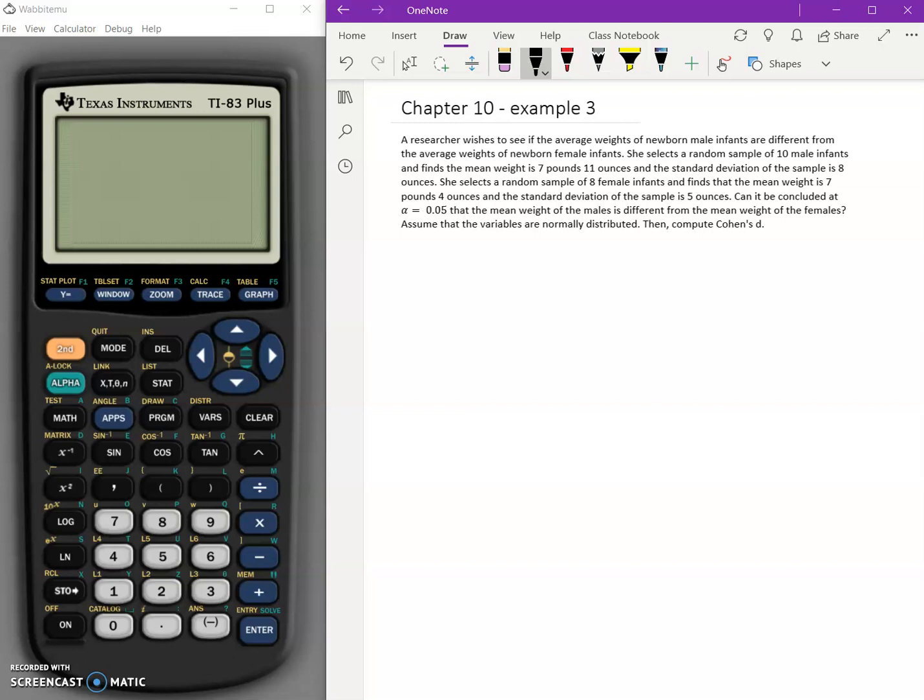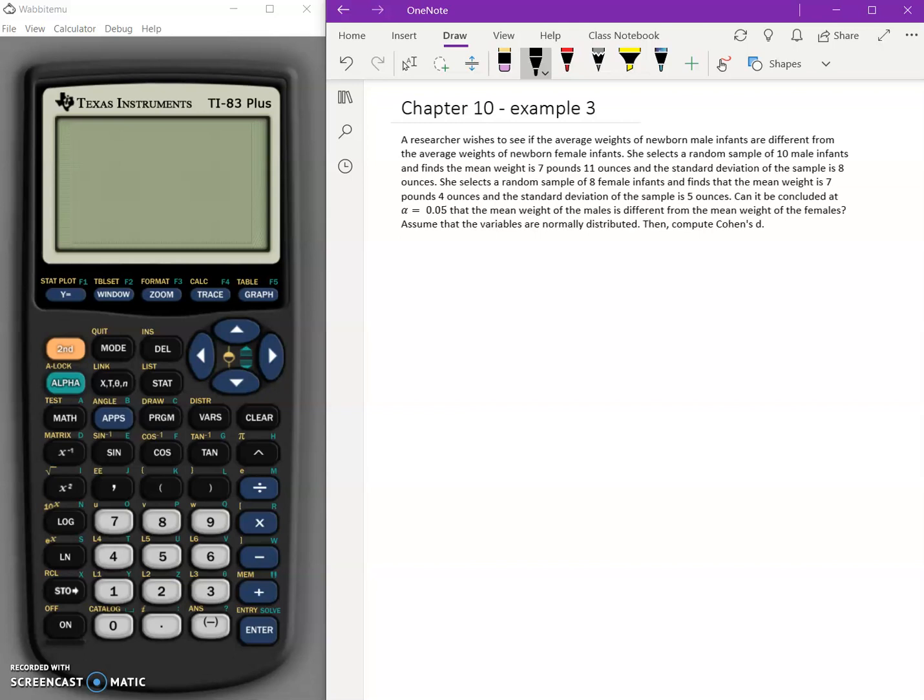She selects a random sample of 8 female infants and finds that the mean weight is 7 pounds 4 ounces and the standard deviation of the sample is 5 ounces. Can it be concluded at alpha equals 0.05 that the mean weight of the males is different from the mean weight of the females? Assume the variables are normally distributed, then compute Cohen's d.